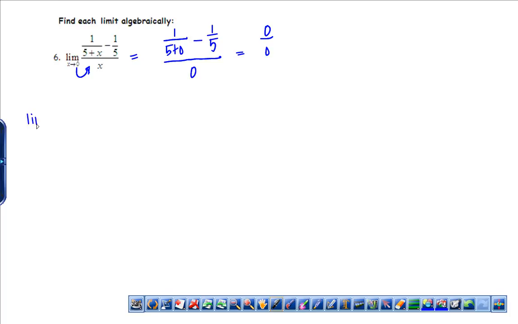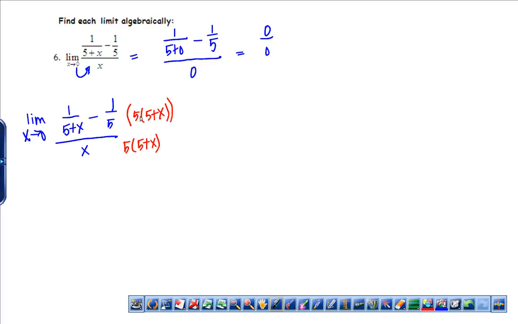So I'm going to say the limit as x approaches 0, and I'm going to start finding a common denominator. So what I would do is 1 over 5 plus x minus 1 over 5, and that's over x, and I'm going to multiply by a common denominator on both the top and the bottom, and that's going to be 5 times 5 plus x, and this is going to be 5 times 5 plus x. I put an extra parentheses there for some odd reason.